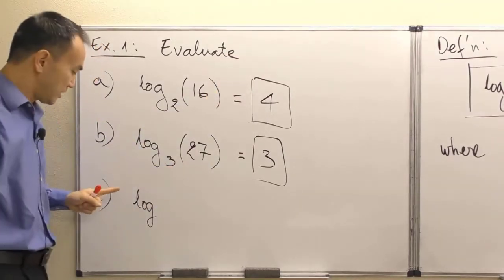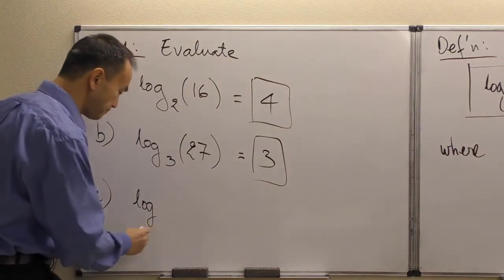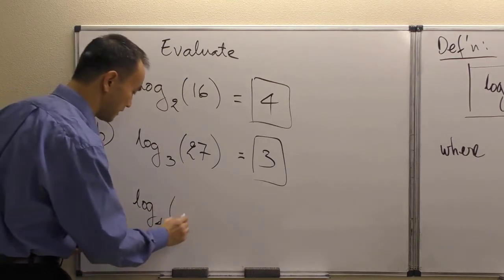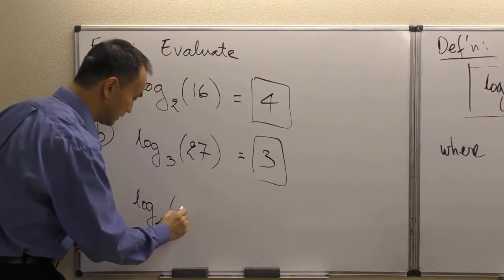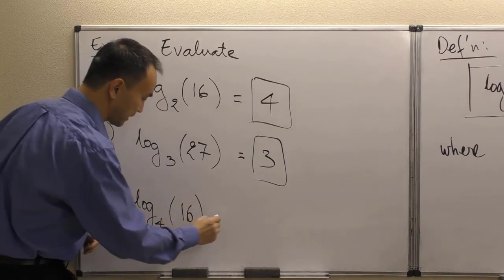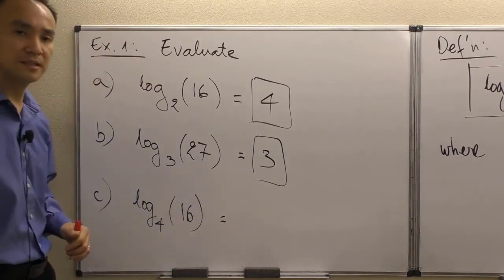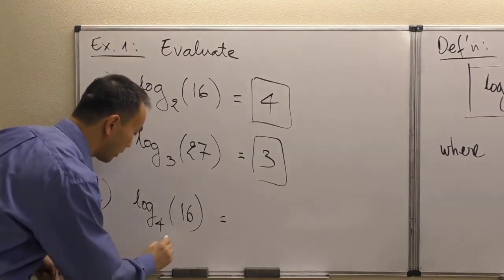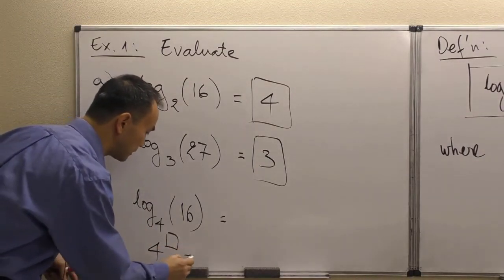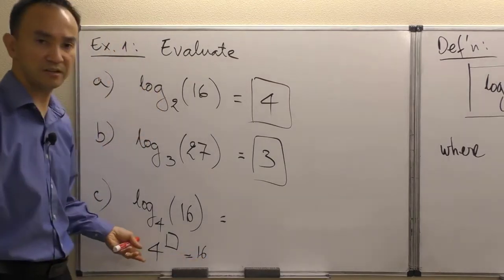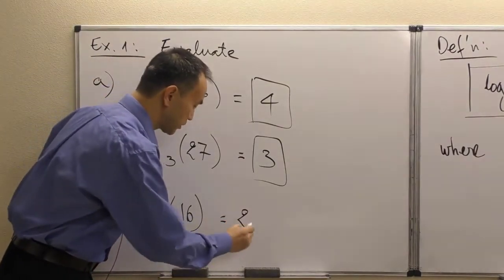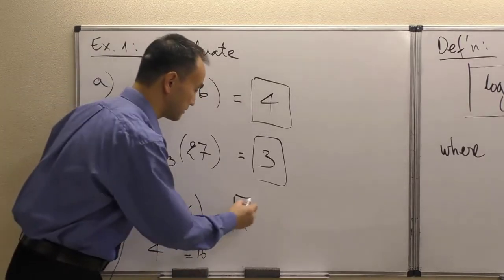Okay, so now how about log base 4 of 16? Log base 4 of 16. All right, so base 4, we want to find what power of base 4 equals 16. And now the answer is easy. It should be, and it must be, 2. All right, and that's our answer.